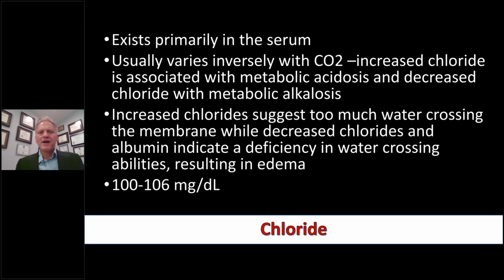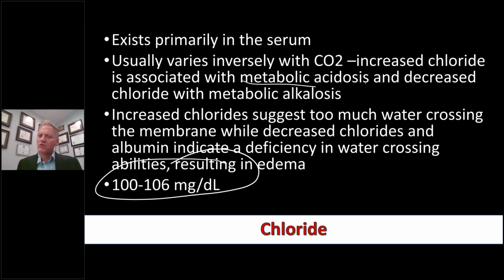All right, so chloride exists primarily in the serum. A couple things to say about chloride. We like to see it 100 to 106, pretty much inversely related to carbon dioxide. So it usually varies inversely, as we said. Increased chloride is associated with metabolic acidosis, and decrease is metabolic alkalosis. So there's a lot to do with the acid-base balance that you're seeing.